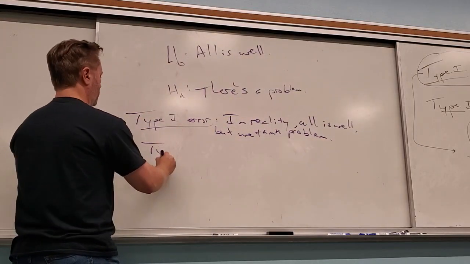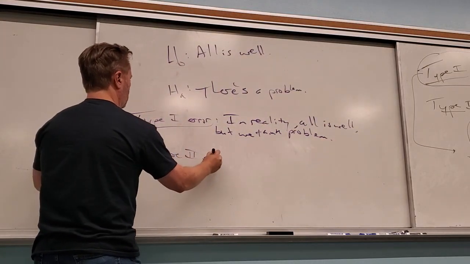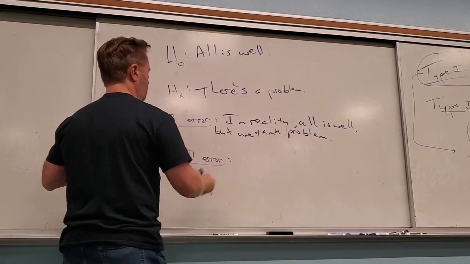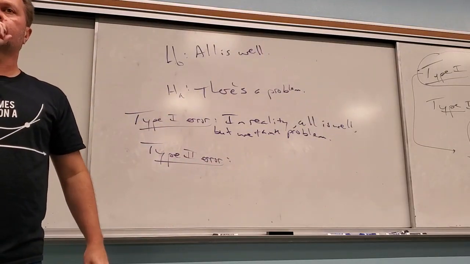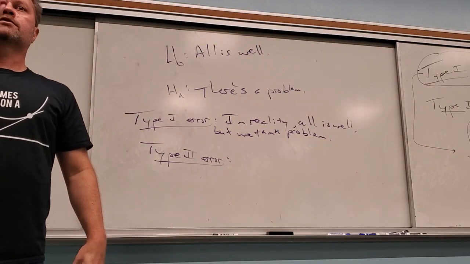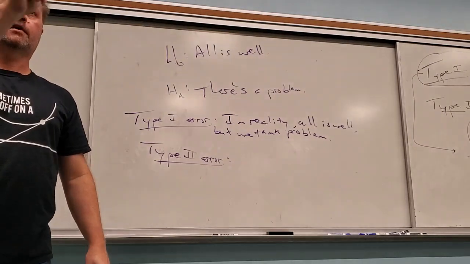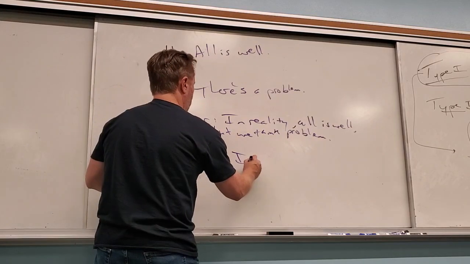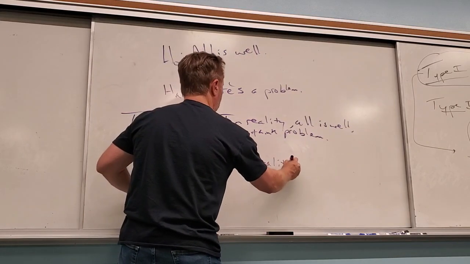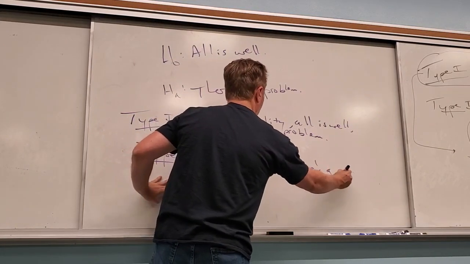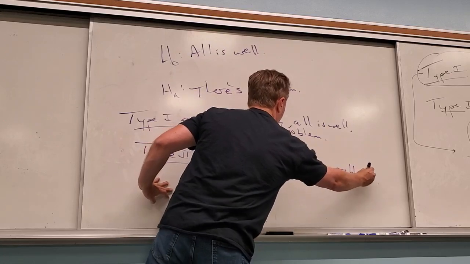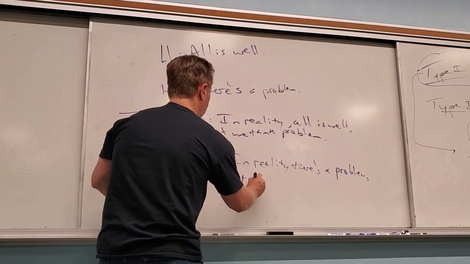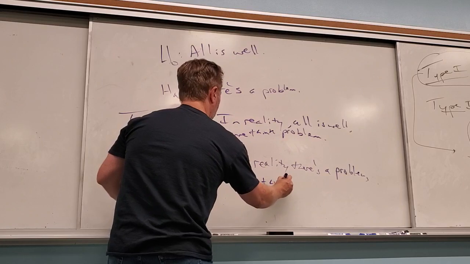What would a type 2 error be? In reality, what? Failing to reject the false. There is a problem, so the null is false. In reality, there's a problem because the null is false, but we think all is well. Is everybody with me? Yes.